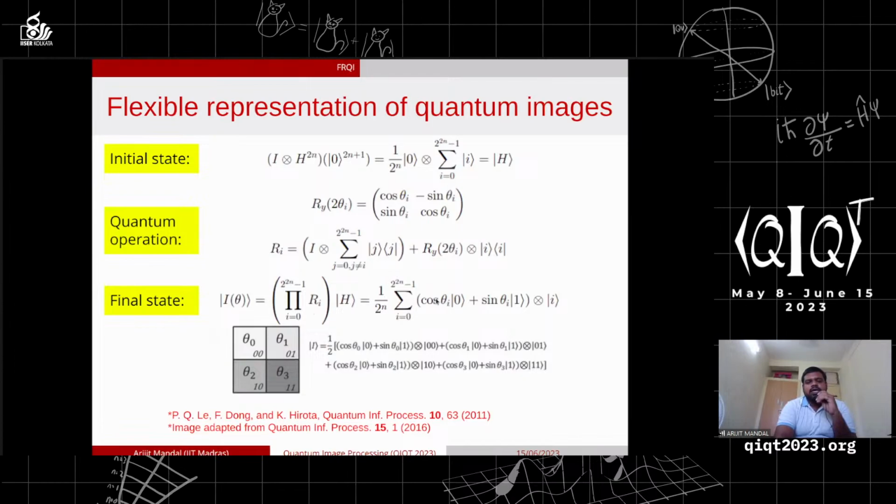And you can see that this additional qubit maintains the normalization of the state. Now, one small example is shown here. This figure is taken from this review article, and you can see that to represent the images in the FRQI algorithm, first you have to convert your pixel values, I mean the color values, into some angles. These angles are used to represent the color in the amplitude of the images, and this is the quantum state of an FRQI image.